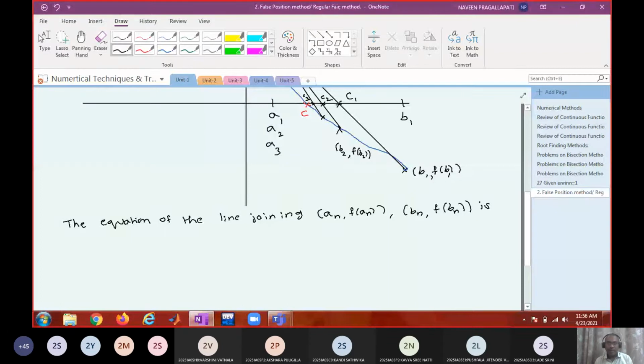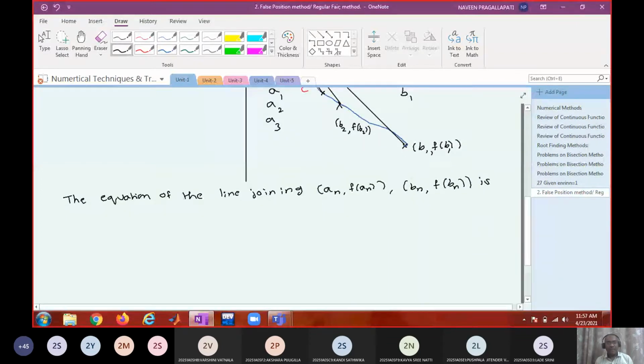Can you tell me what is the two-point formula? y minus y1 equal to m into x minus x1. What is y1 here? y1 is f of an, right? So y minus f of an is equal to m into x minus x1. What is m? m is y2 minus y1 by x2 minus x1. What is y2? f of bn. So m is f of bn minus f of an divided by bn minus an, into x minus an. Do you agree?